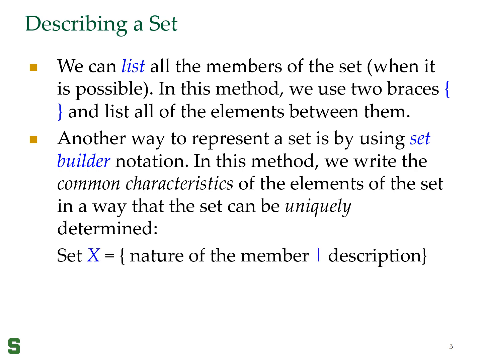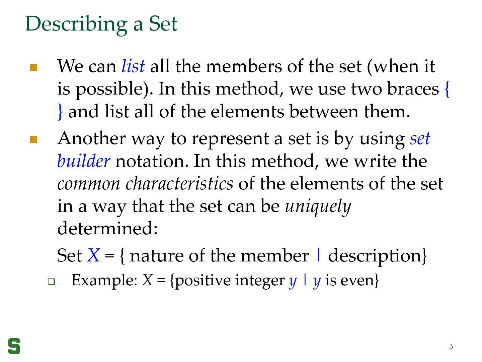So for example, I can say set X is equal to the nature of the member and what description I want. I can say I want all numbers that happen to be even. In that case, this part will say that I want numbers, this part will say that I want even. So this is an example of that. Here the nature of the number that I want is positive integers, and the property I want about it is that the number be even.